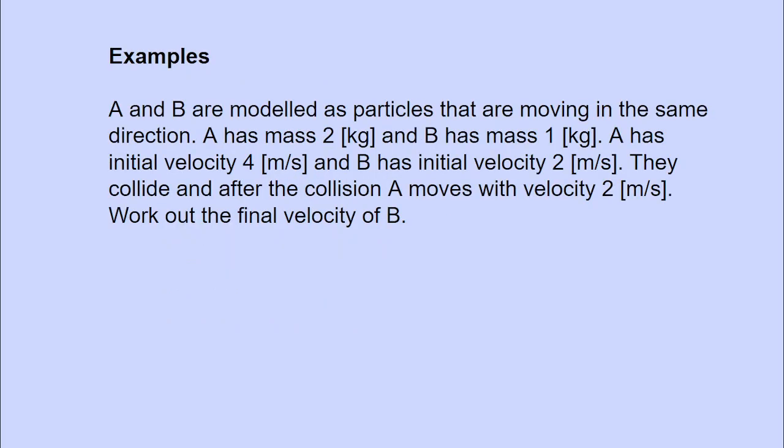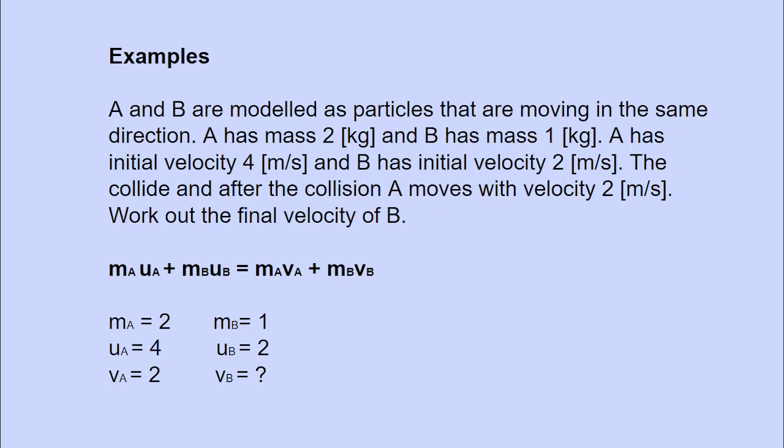Examples. A and B are modeled as particles that are moving in the same direction. A has mass 2 kg and B has mass 1 kg. A has initial velocity 4 meters per second and B has initial velocity 2 meters per second. They collide, and after the collision, A moves with velocity 2 meters per second. Work out the final velocity of B.